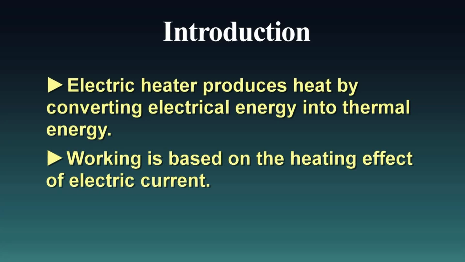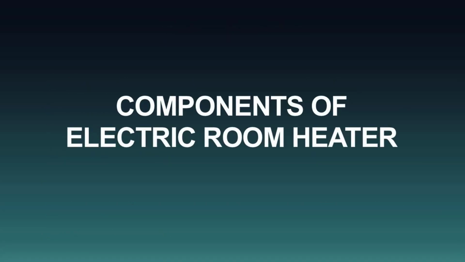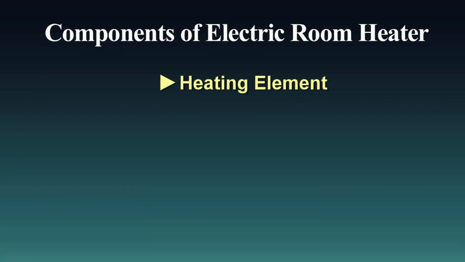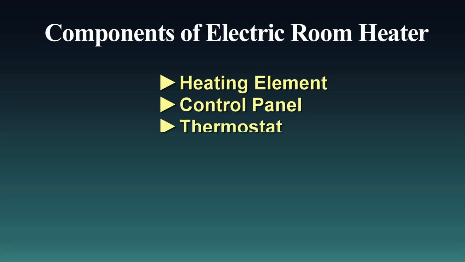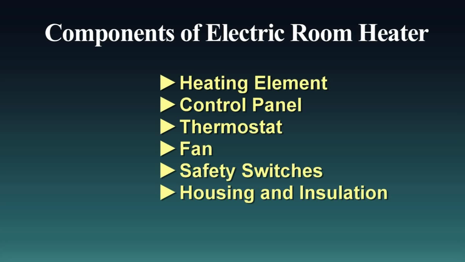A room heater is a very popular domestic appliance used to keep rooms warm and comfortable during winter, as it is designed to provide localized heating in indoor spaces. Now, what are the main components of an electric room heater? An electric room heater consists of heating element, control panel, thermostat, fan, safety switches, housing and insulation, and power supply. So let us first move to the heating element.